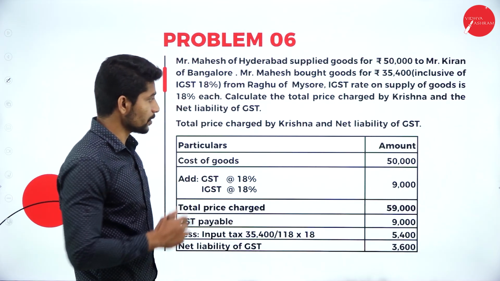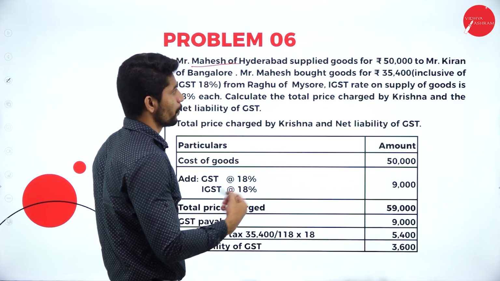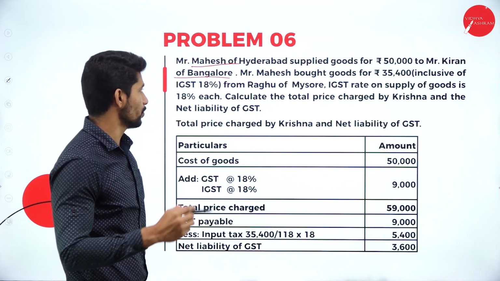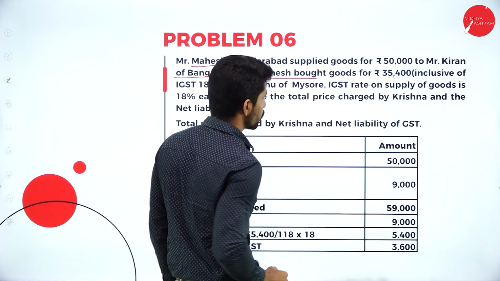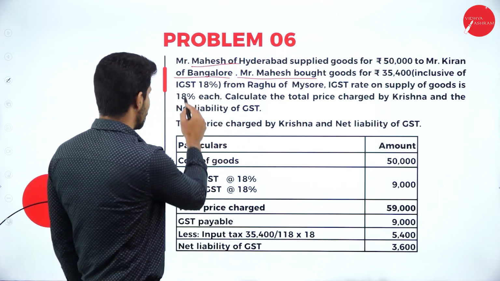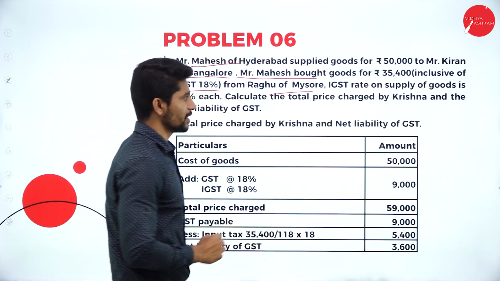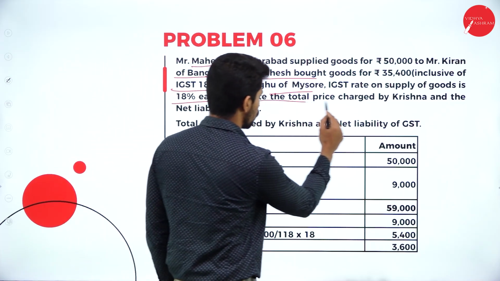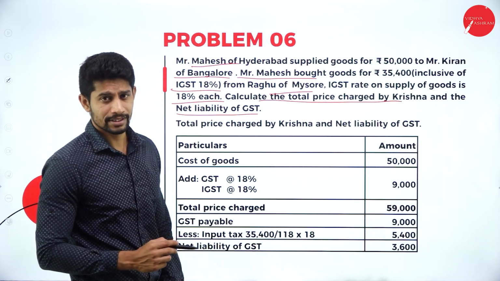Next, problem number 6. Mr. Mahesh of Hyderabad supplied goods for rupees 50,000 to Mr. Kiran of Bangalore. So here both the parties are in different states. And Mr. Mahesh bought goods by paying 35,400 inclusive of 18% IGST from Raghu of Mysuru. So IGST rate on supply of goods is 18%. Calculate the total price charged by Mahesh and the net liability of GST.